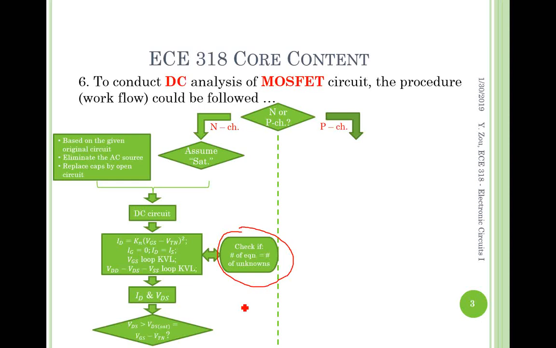You need to do a check, because remember, at the beginning we assumed it is operating in the saturation region, which is not necessarily true. So we need to check from whatever current and voltage we obtained. How to check? Check if VDS is greater than the saturation VDS value, which equals VGS minus the threshold voltage here.